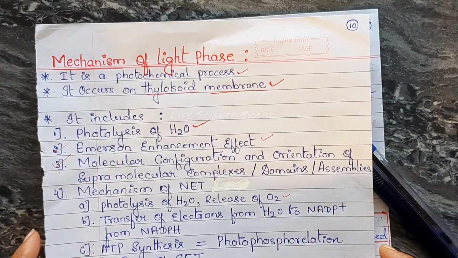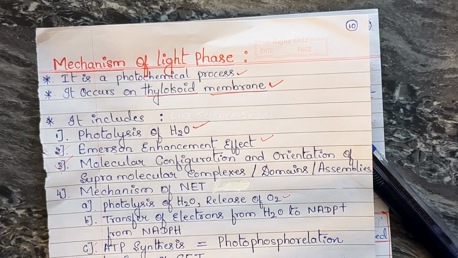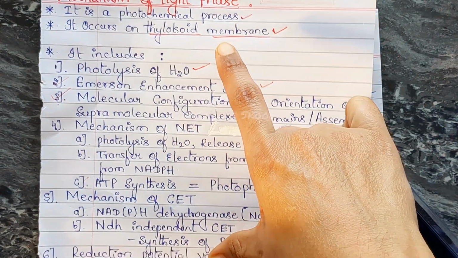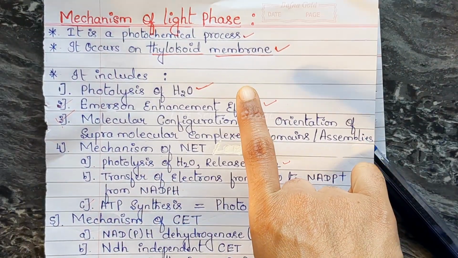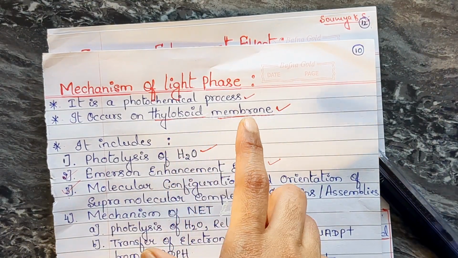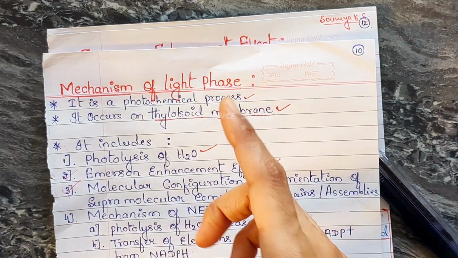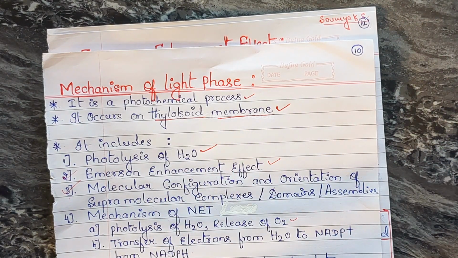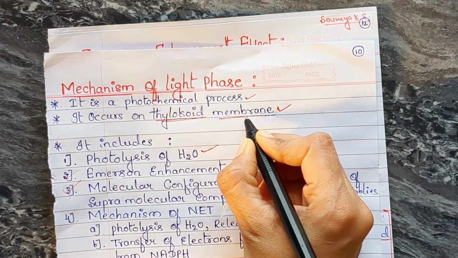In the previous video we were talking about the mechanism of light phase, and I also told you that there are about seven stages, or seven steps, in the light phase. So what is this light phase? Light phase is a photochemical process, and it occurs in the thylakoid membrane. This is very important: it occurs in the thylakoid membrane.